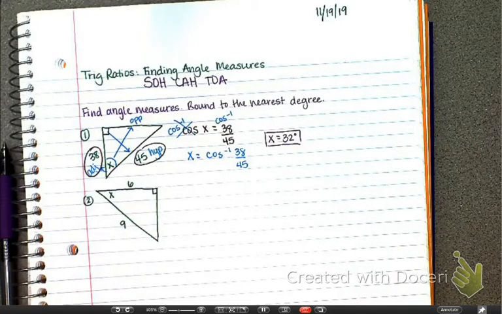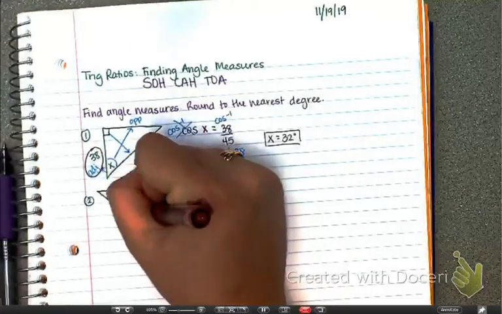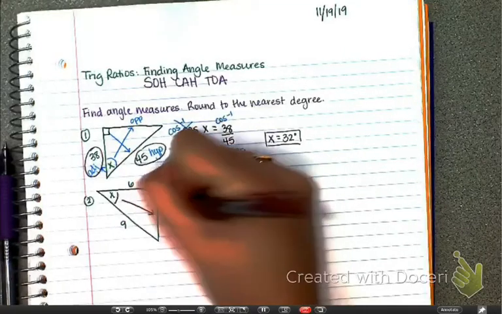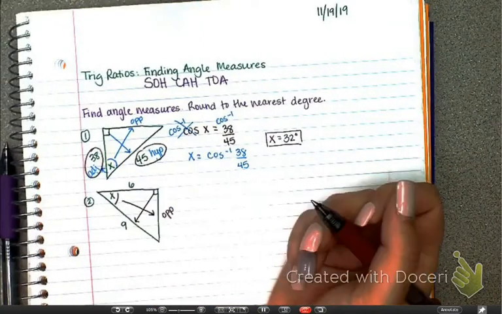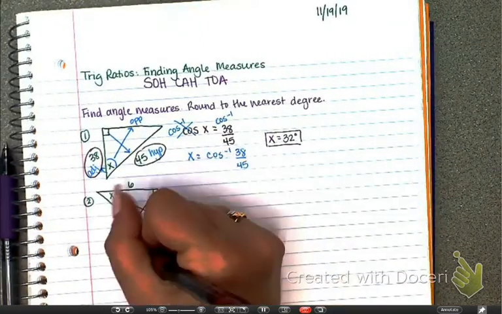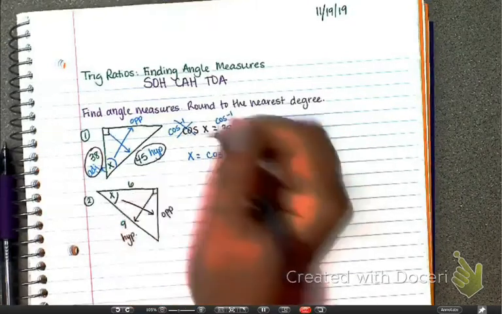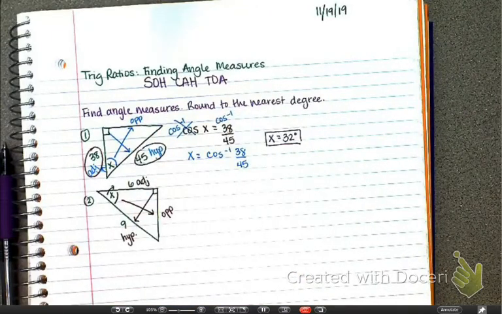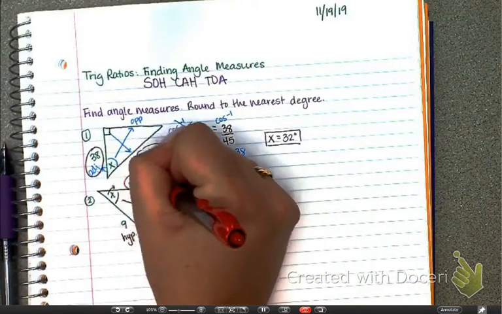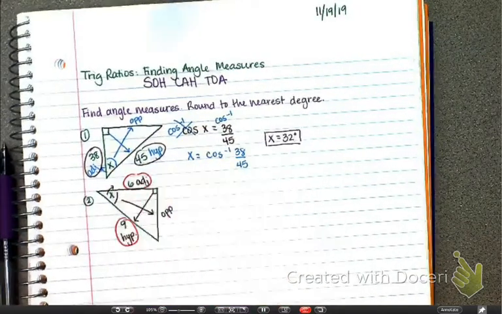All right, so let's start with labeling. Across from the x is the opposite. Across from the 90 is the hypotenuse. Next to it is the adjacent. What two sides am I going to use? Adjacent and hypotenuse, because I know them.